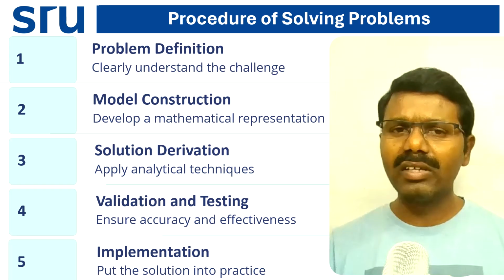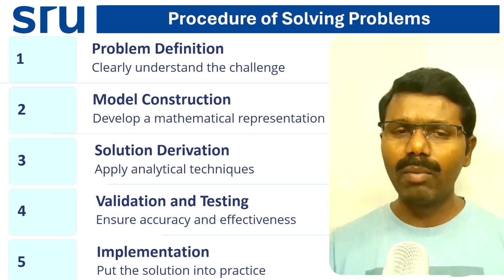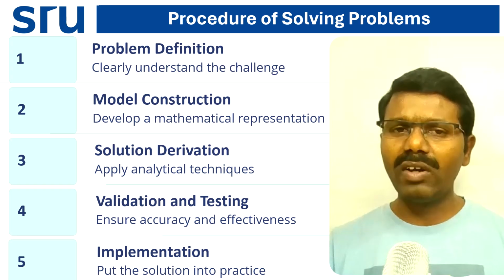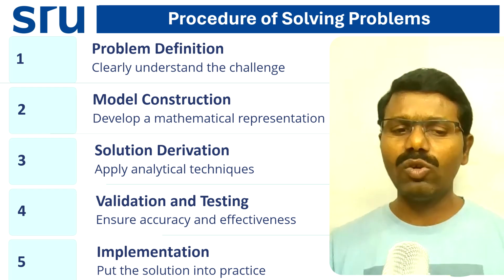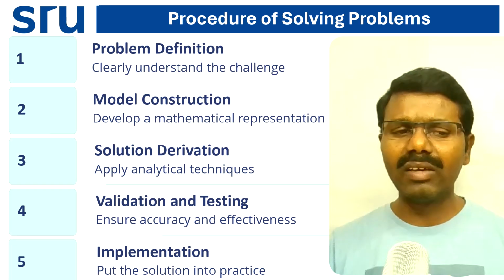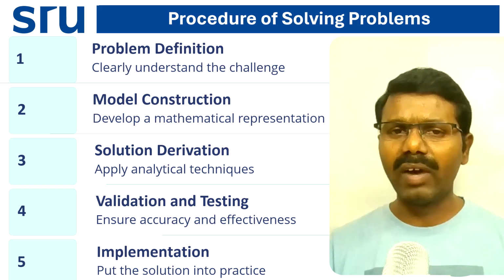So the only thing is, when you get the solution, we need to validate and test. We need to test whether the proposed solution is giving the optimum value or not. Once we ensure the accuracy and efficiency, then we can implement the solution into practice. So these are the 5 different stages or steps for solving any problem in operations research. It is very important in the initial days to understand these 5 steps, which is why I am exploring them here.